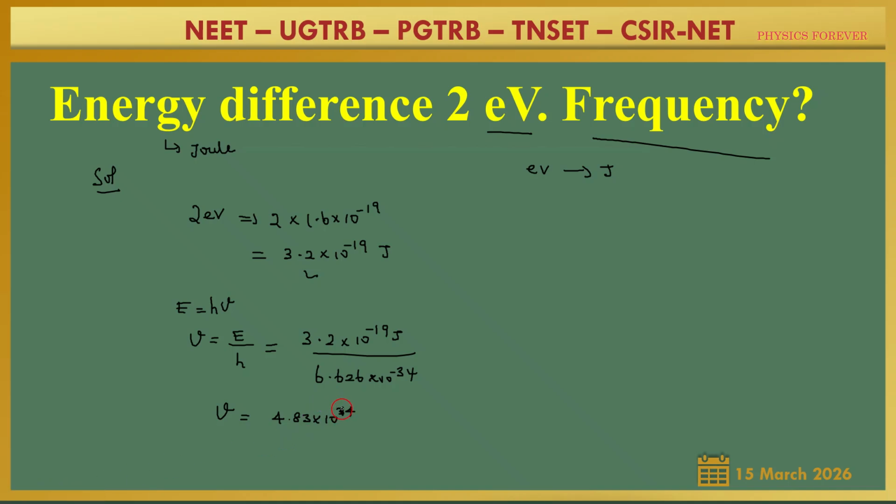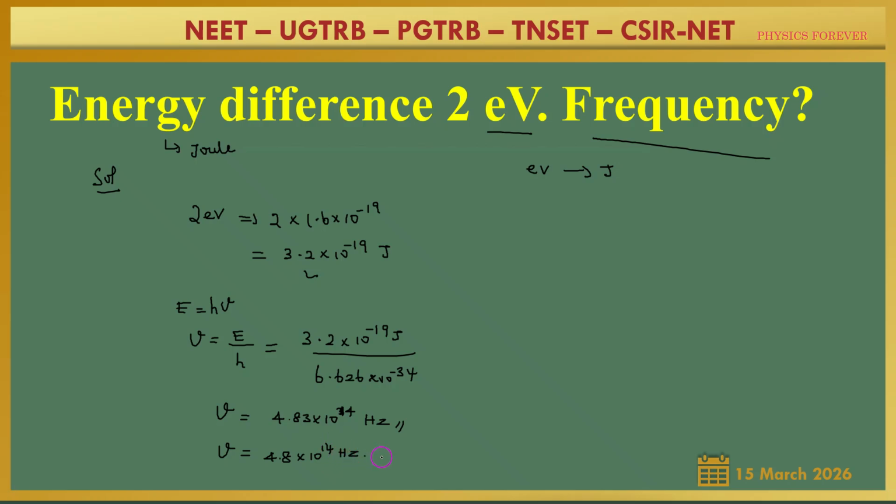10 power 14, okay, 10 power 14 hertz. So after simplifying, it is about 4.8 into 10 power 14 hertz.